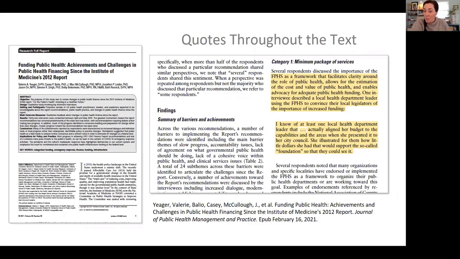So I describe what individuals tell me about this minimum package of services. And then because it's a quote that's more than 3 lines long, it gets indented and it stands alone. Depending on the journal, they'll help you format these things. But if you have a sense of that, you can go ahead and write your submissions that way so that it's easier for your reviewers to discern between a quote versus your text. Next slide.